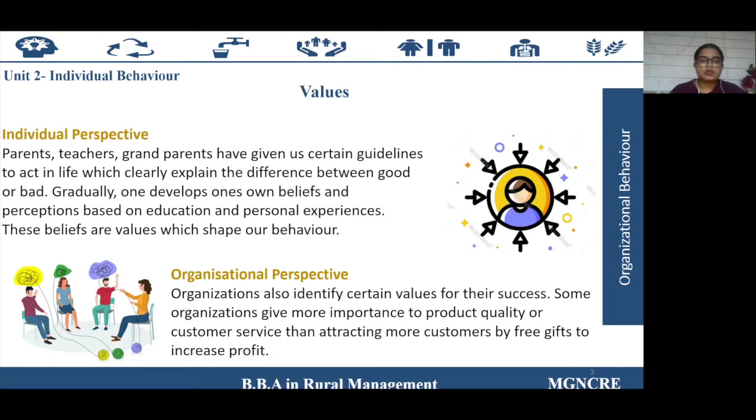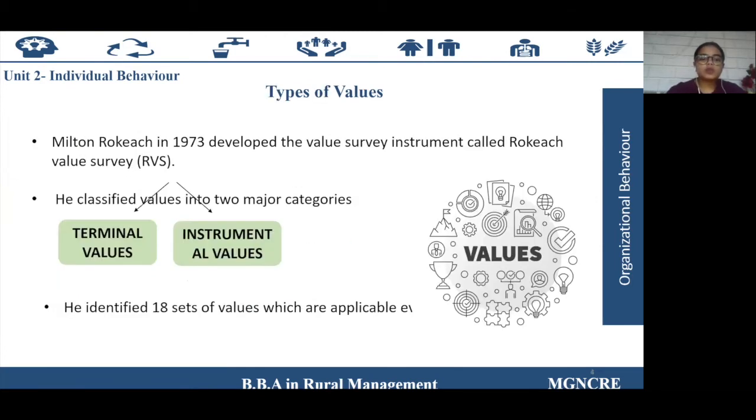Everyone's motive or goals to set their values are different. When we talk about types of values, Milton Rokeach in 1973 developed the value survey instrument called the Rokeach Value Survey, which is RVS. He classified the values into two major categories, namely terminal and instrumental values. He identified 18 sets of values which are applicable even today. What are terminal values and instrumental values?